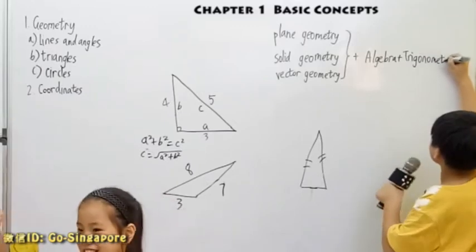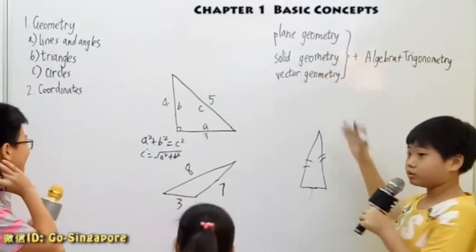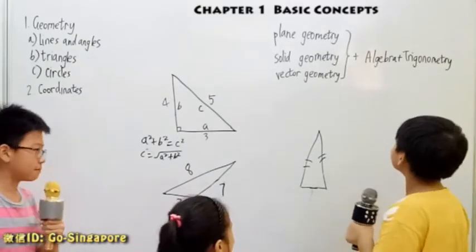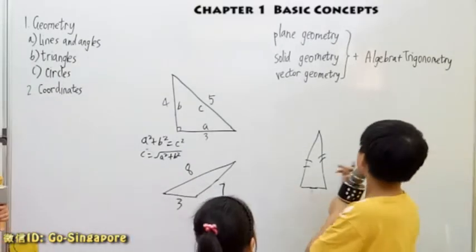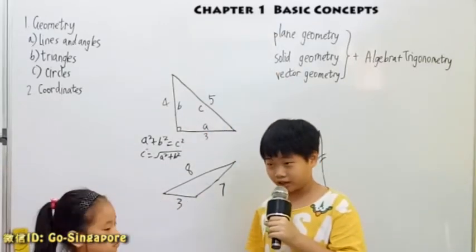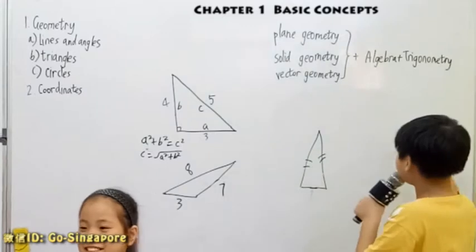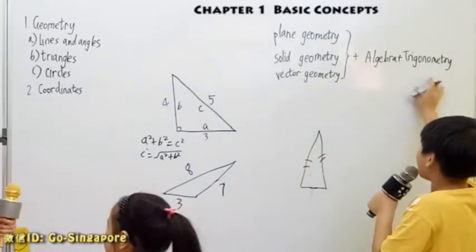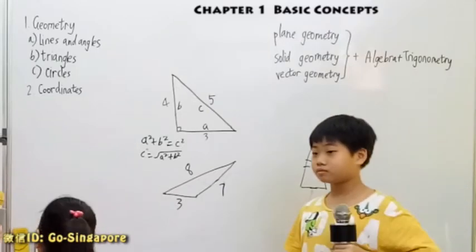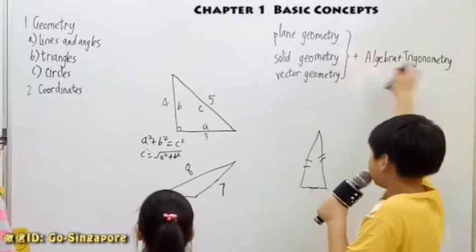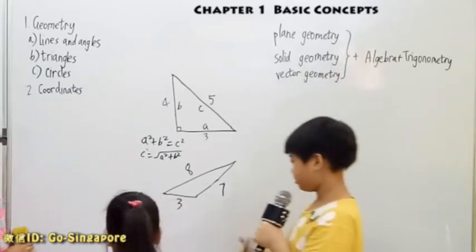So for this, we combine with algebra and trigonometry, right? But remember, of course, most important is geometry. Our usual method is algebra. These two are our methods, right? So I can have these geometries.